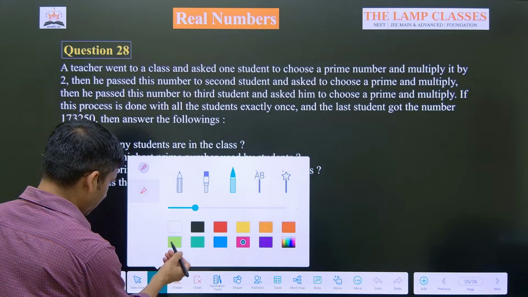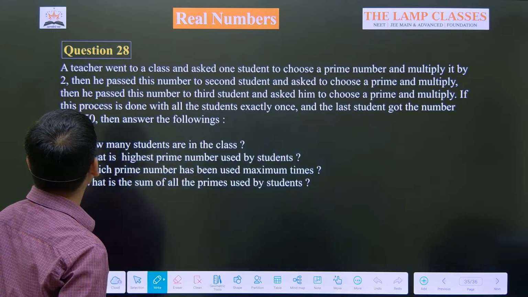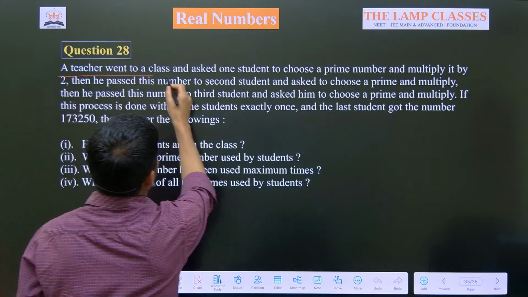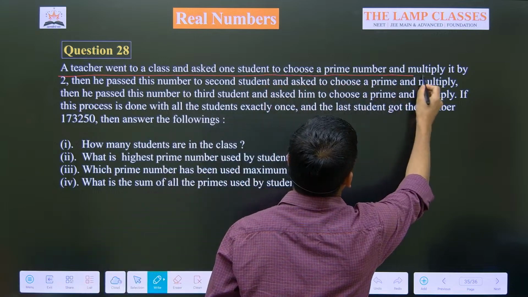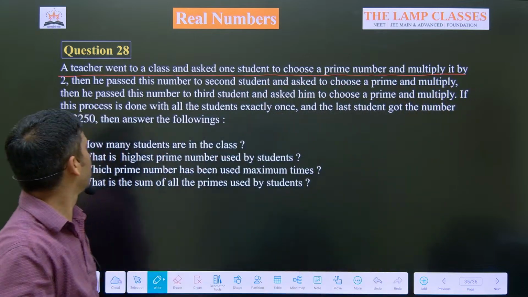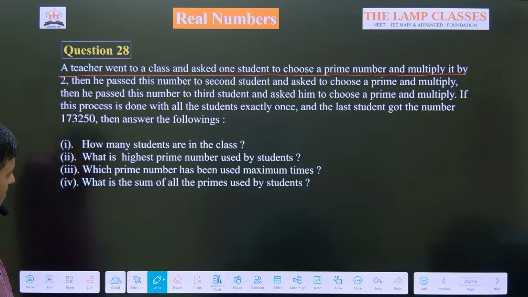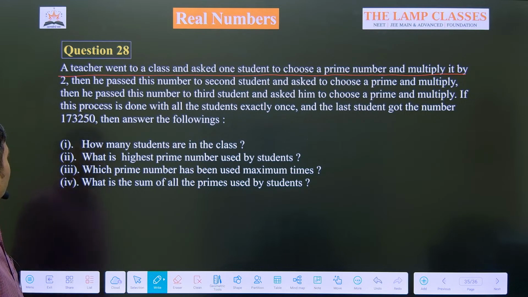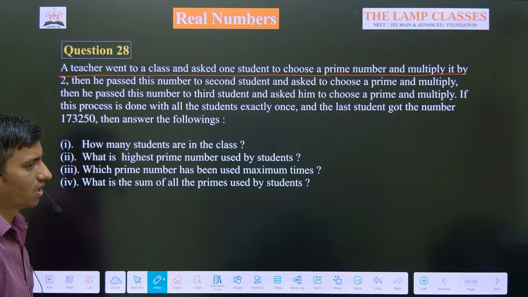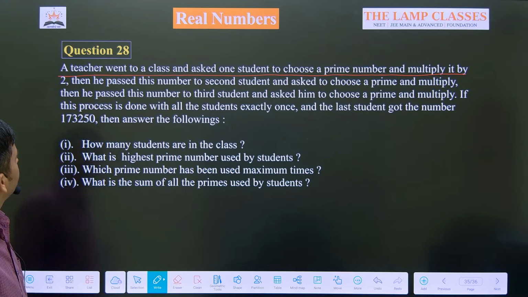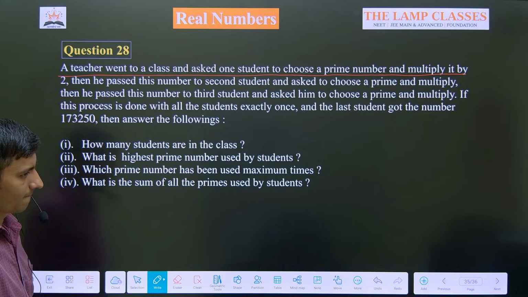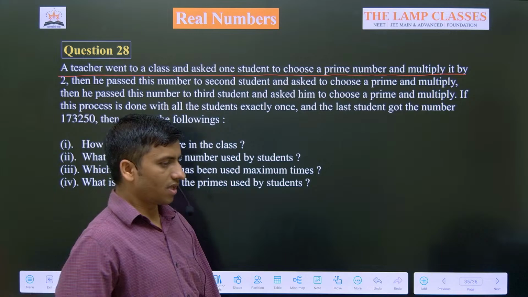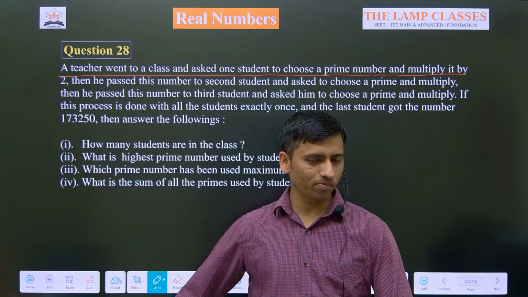Right? Read the question. It's very interesting. A teacher went to a class and asked a student to choose a prime number and multiply it by 2. Then he passed this number to a second student and asked them to choose a prime number and multiply. So this process keeps on going. Are you getting it?